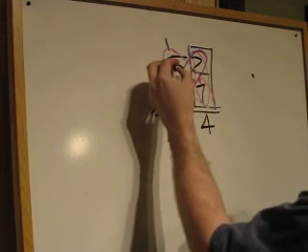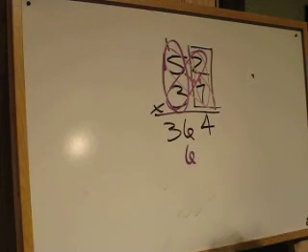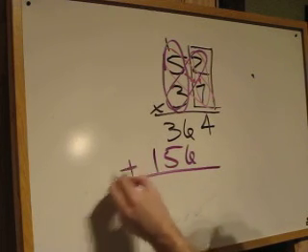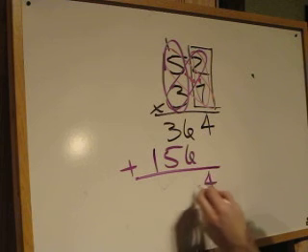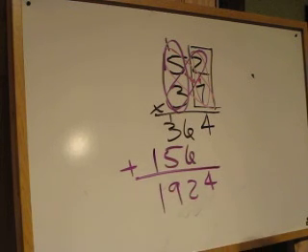Well, now we're going to multiply 5 times 3 and get 15. Again, we're at the end, as far left as we can go, so we're going to put the whole 15 there. And now we're going to add. And we get 1,924 when we're done.